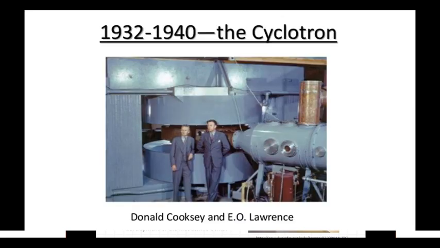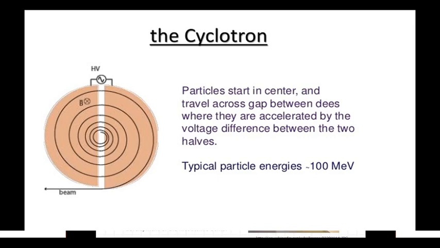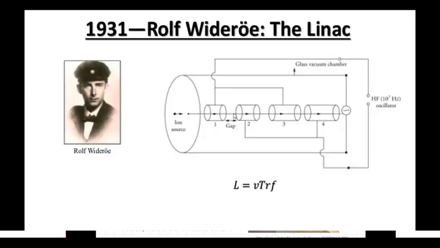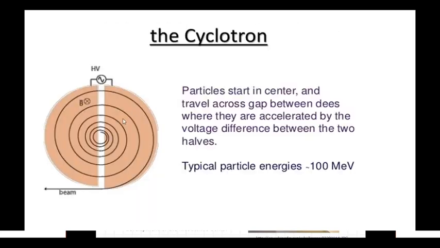In 1932, E.O. Lawrence developed a cyclotron in which the particle is placed in the center and travels across the gap between the disks. In between this gap, the particle is accelerated. In the last figure, in the LINAC, the particle is accelerated between the gaps of the drift tubes. So the acceleration is done in the gaps. But in the case of the cyclotron also, in between the D's there is a small gap.